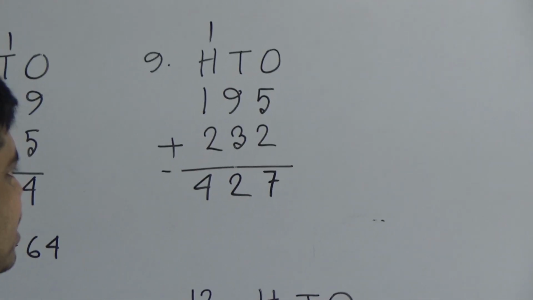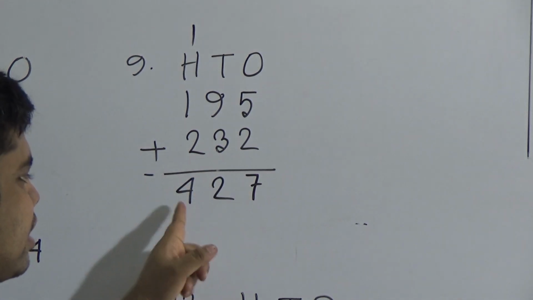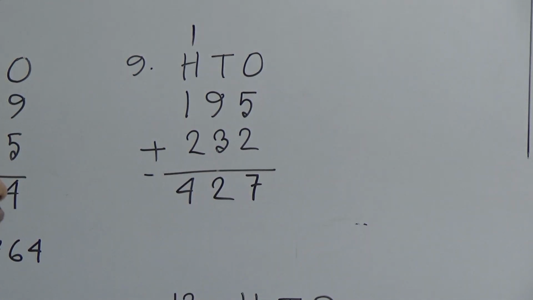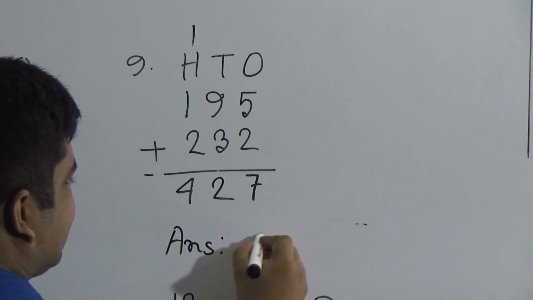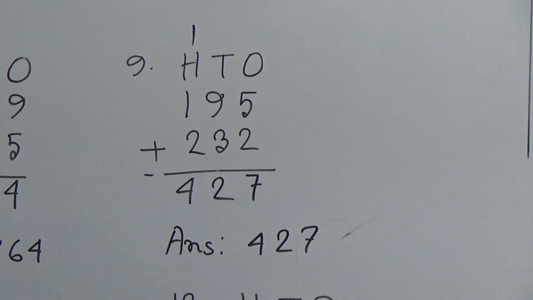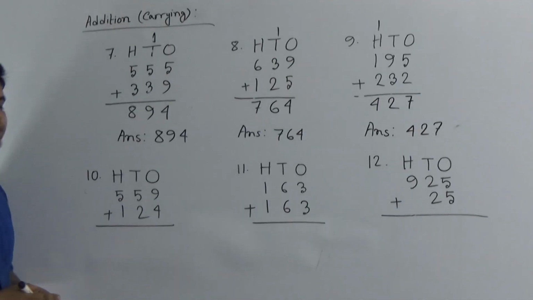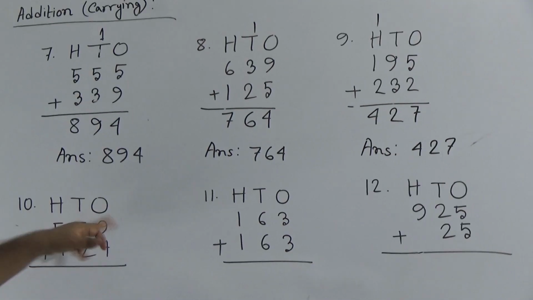If we add 195 with 232, then we get 427. I hope you have understood. And after finishing, we write answer 427. So my dear student, next we shall notice 10 number HTO.